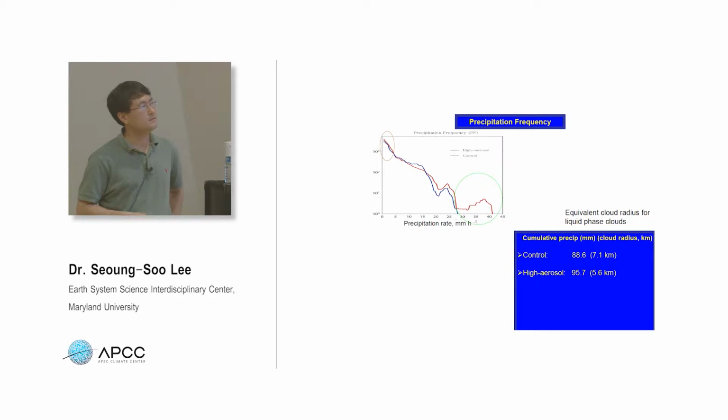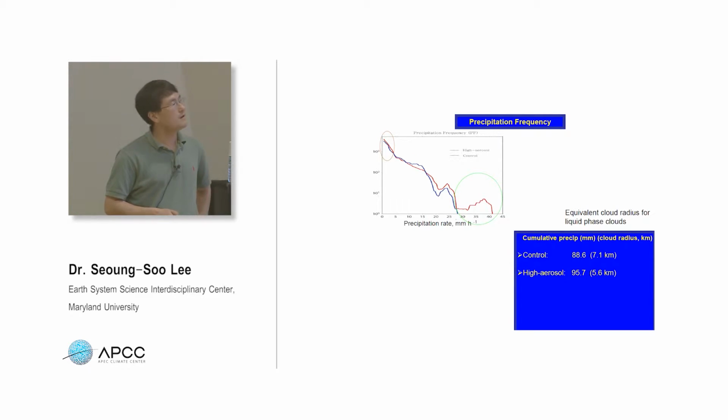The interesting thing is that the average cloud size is smaller in the high aerosol run than in the control run, as you can see from these numbers in the parentheses. Then, to see the effect of aerosol-induced increase in evaporative cooling on the frequency distribution, the high aerosol run is repeated with reduced evaporative cooling, to the level of evaporative cooling in the control run.